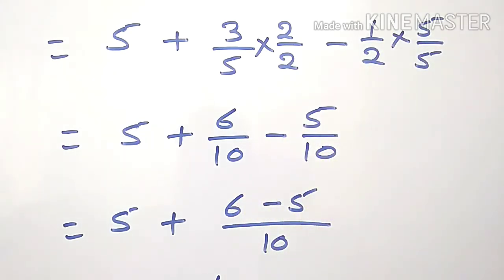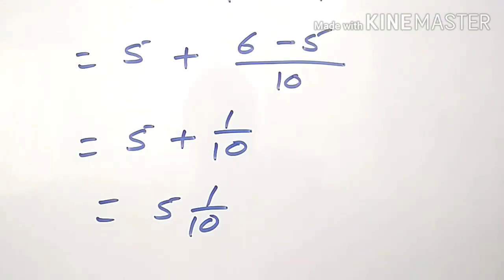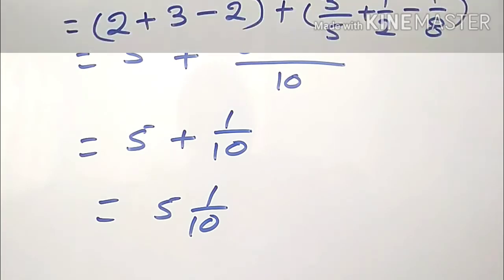These two are like fractions. So to subtract like fractions, write the common denominator 10 and write the difference of numerators in the numerator. 5 plus 6 minus 5 is 1 upon 10, and 5 plus 1 upon 10 is 5 whole number 1 upon 10. This is the difference.